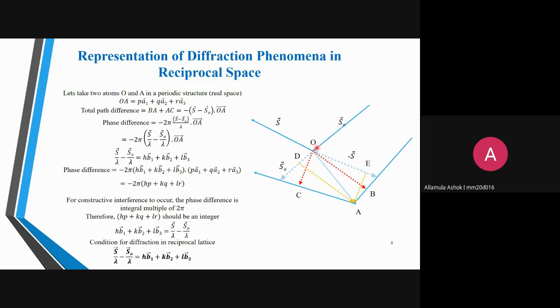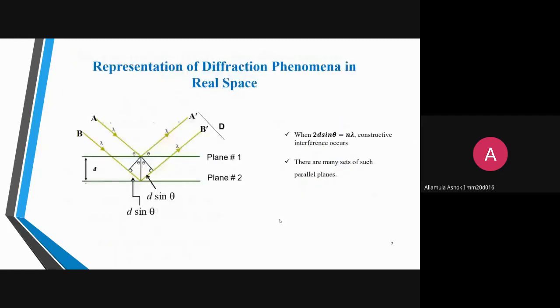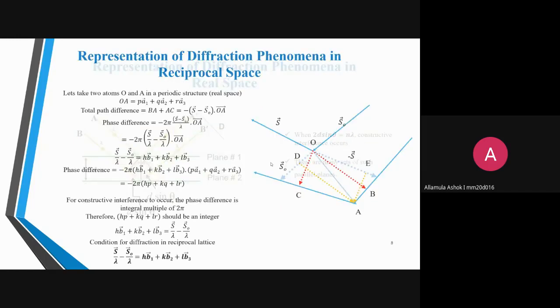Here in this case, I am drawing two perpendiculars. As in real space, we draw perpendiculars to the second wave to calculate the total path difference. These are the two perpendiculars drawn from O to the incident and diffracted vectors of ray 2. Here, the total path difference is equal to AB plus AC.